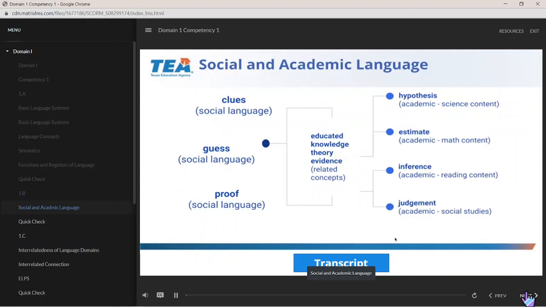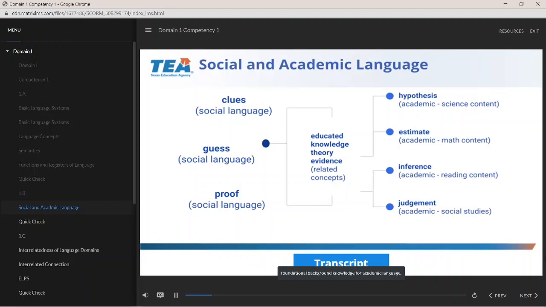Social and academic language. Notice in this concept map example, understanding the concept of a guess, clues, and proof, which are words students may develop as social language, will be the background needed for understanding words like hypothesis, estimate, inference, and judgment in academic content. Competency 2 goes into further detail on the theory behind how social language provides the foundational background knowledge for academic language.